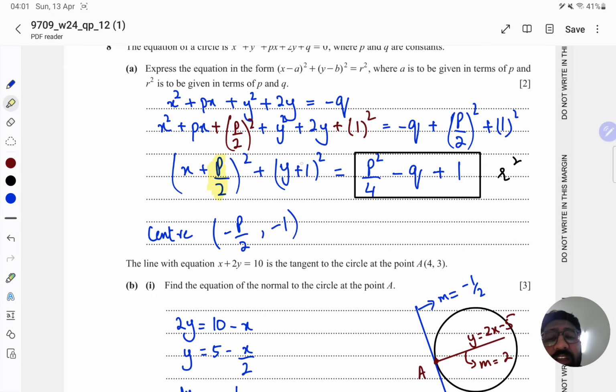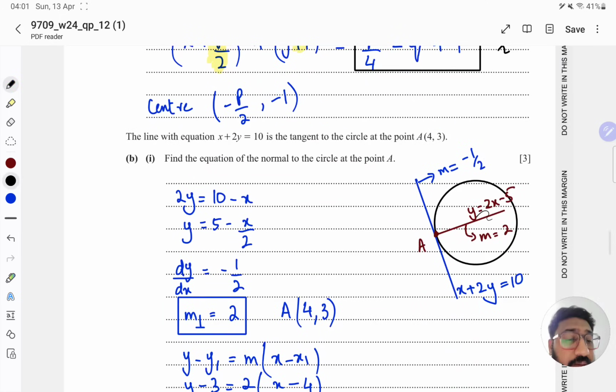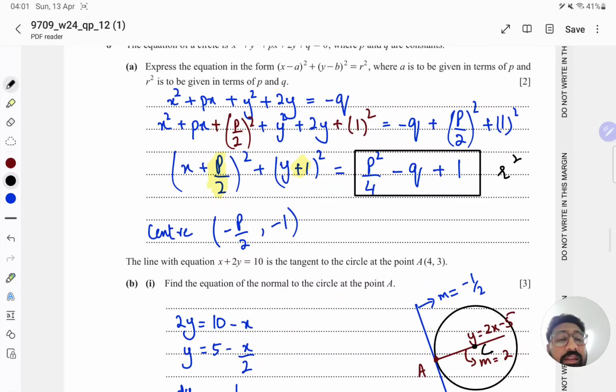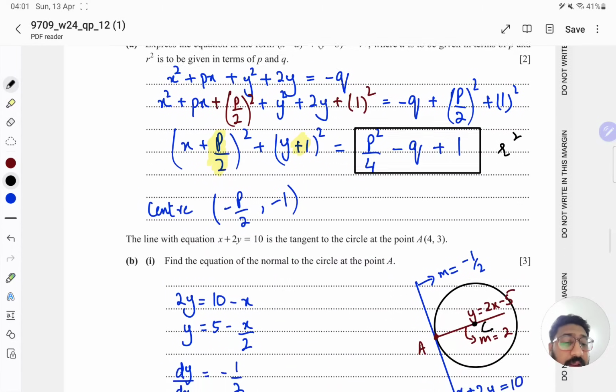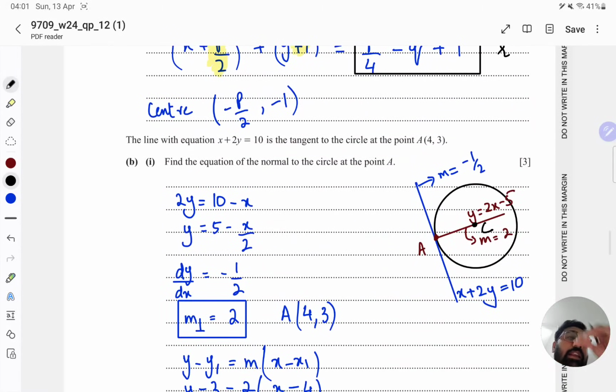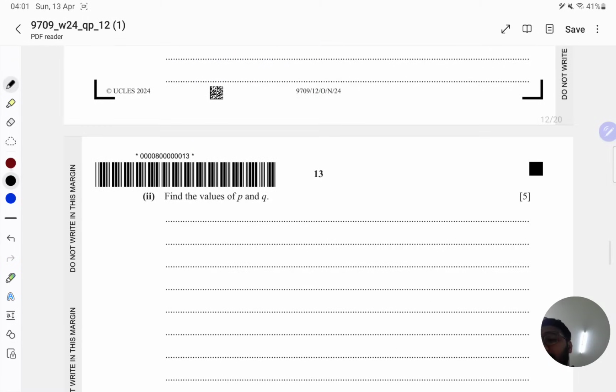This value by changing sign and this value by changing sign. So this is the coordinate for the center, and this is the radius that is given to us. Remember that the gradient of AC and the gradient that we just found out are supposed to be the same. So let's write here that the gradient of the normal will be equal to the gradient of CA.